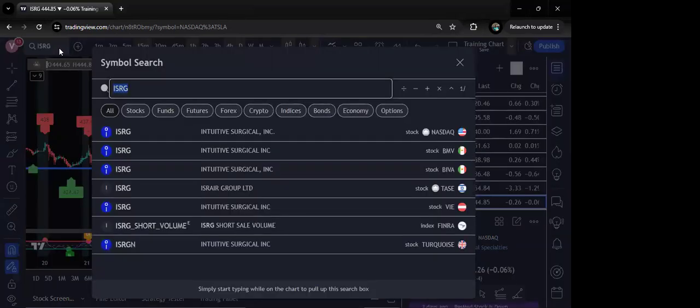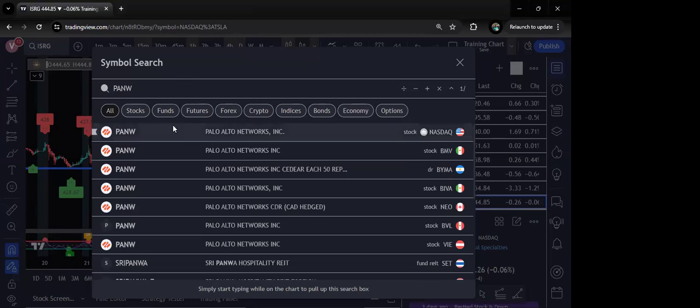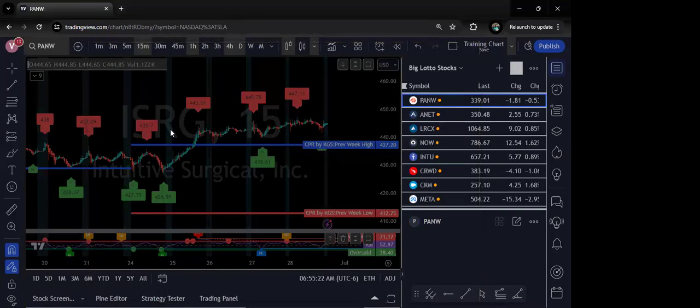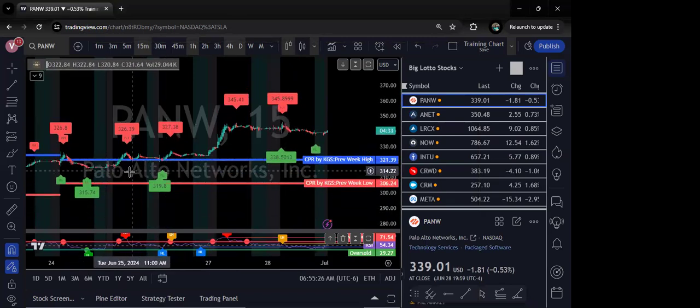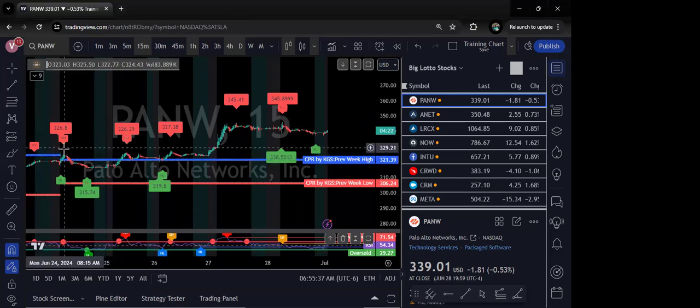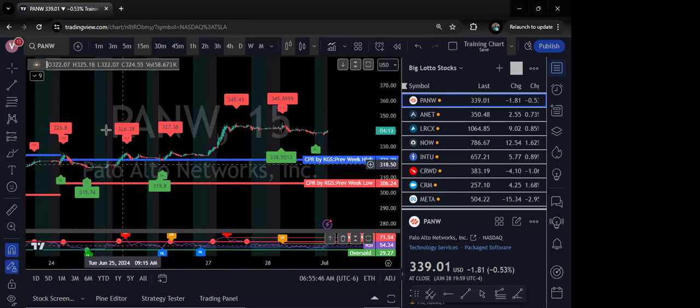Then we had PANW, very good play. Clearly, this one was just above the previous week high, just from Monday here. It broke it again, and then we went up. So good play, very good play.